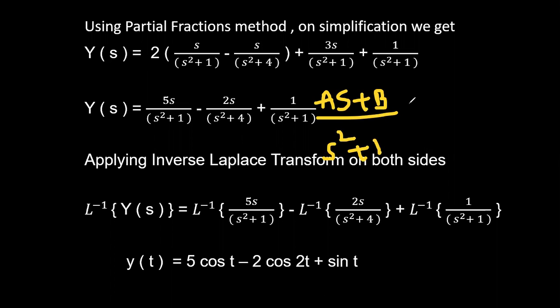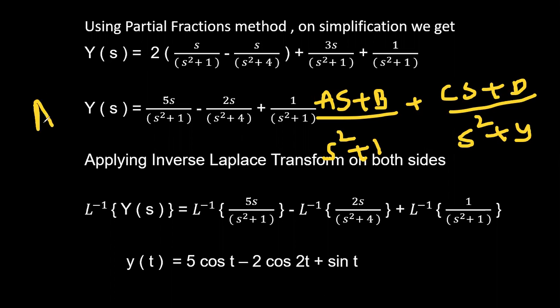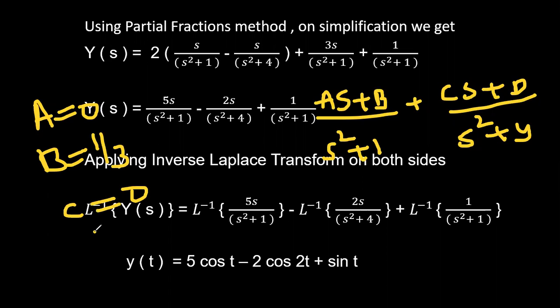Okay, next, plus cs plus d by something like s square plus 4. So we have the value a is equal to 0 and b value as 1 by 3. Okay, and next c value as 0 and again d value as minus 1 by 3.